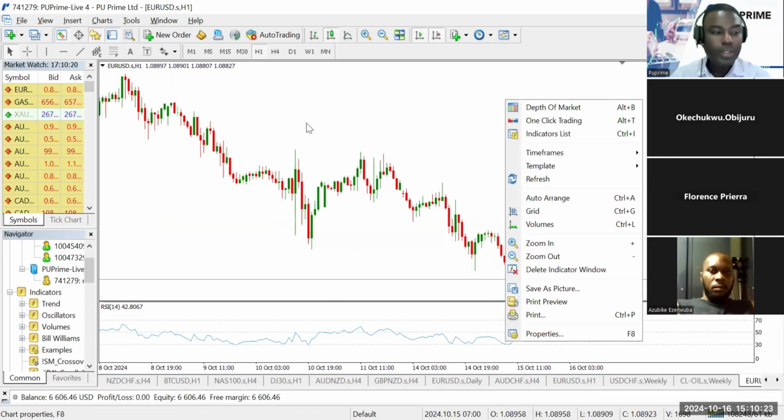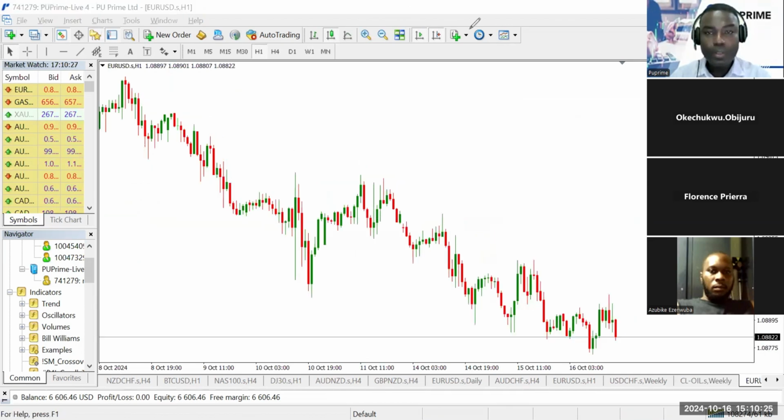Now, to get to the oscillators, come to this section. This is the indicator section on your MetaTrader platform. That button up there will lead us to the indicators. So I'll click on it.